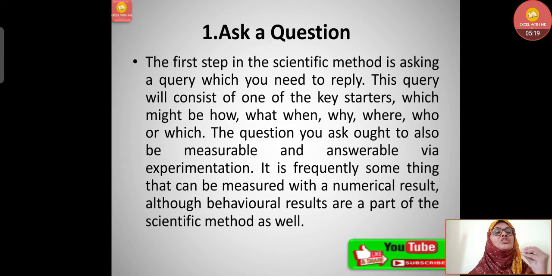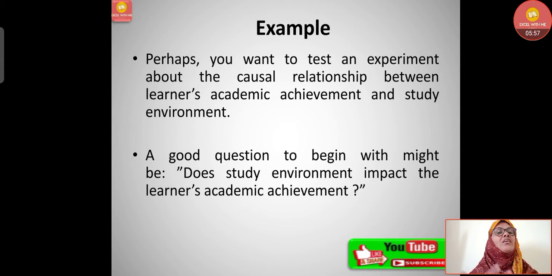There should be such a problem here. The question you ask ought to be measurable and answerable via experimentation. Whichever question we are taking, some measures should be taken, or it could be experimented. It is frequently something that can be measured with a numerical result, although behavioral results are a part of the scientific method as well. We can take qualitative as well as quantitative measures. Qualitative, the attributes we will find out. The quantitative is related to numbers. In the scientific method, both can be applied. Now let's see the example.